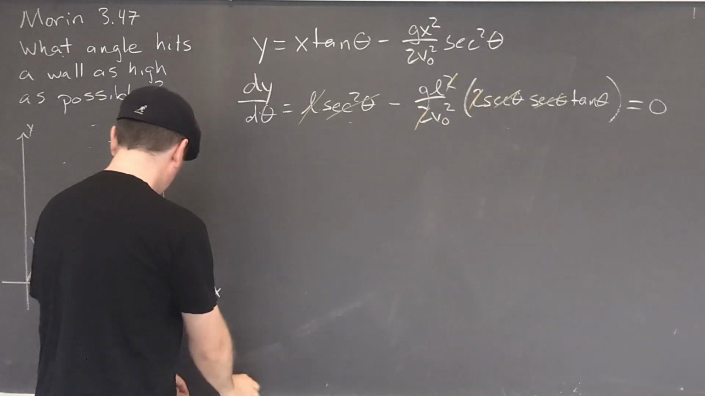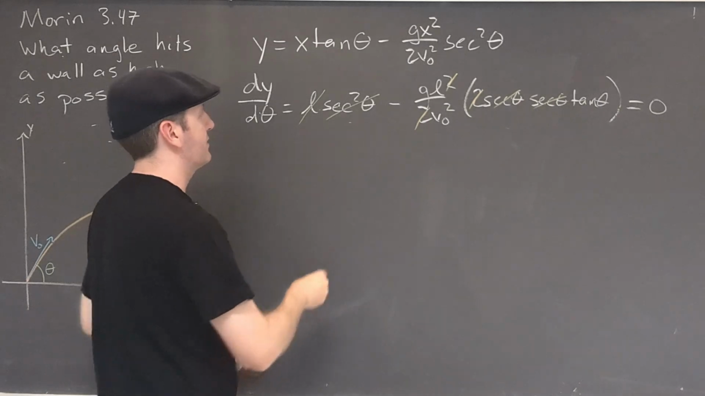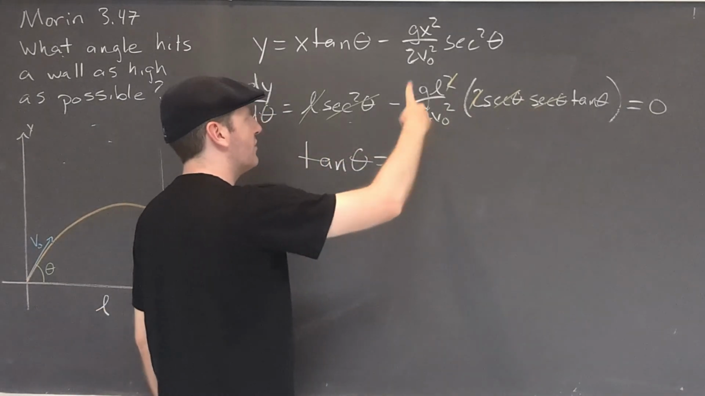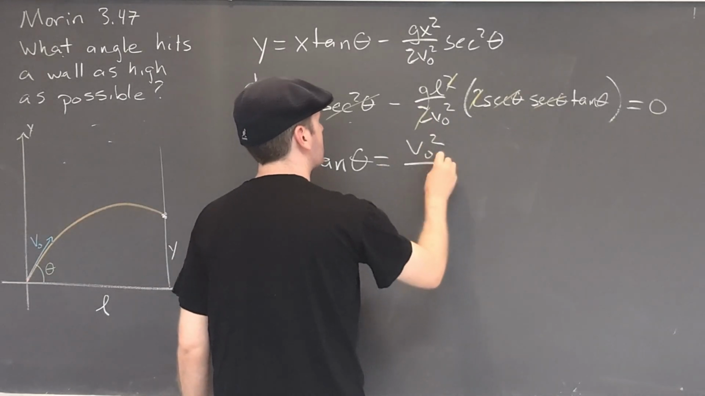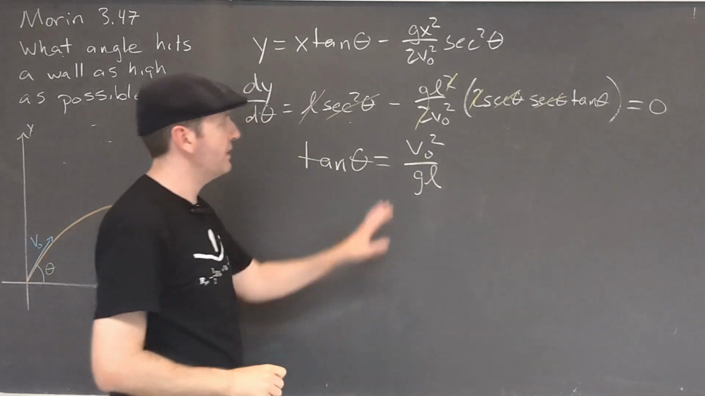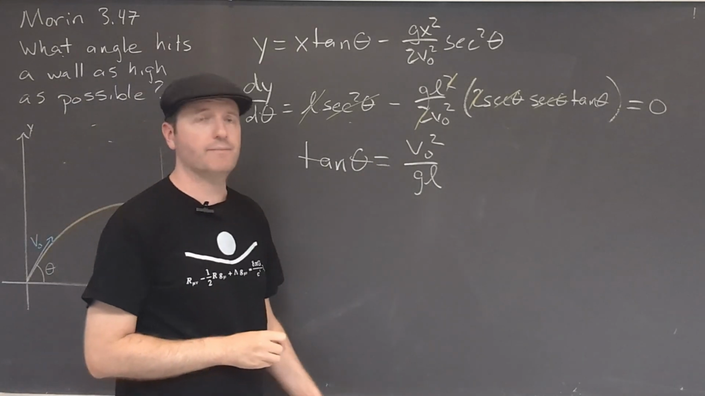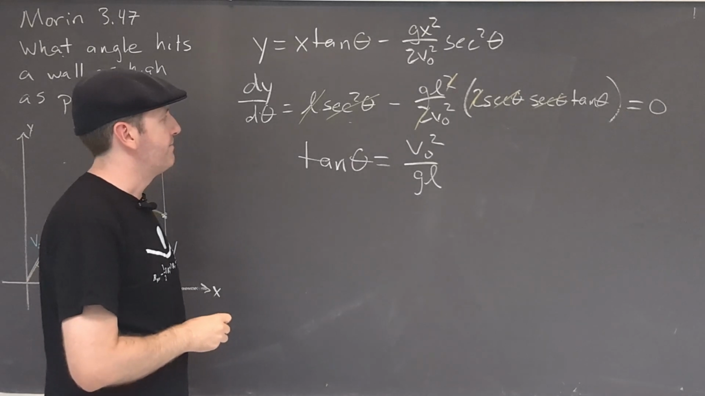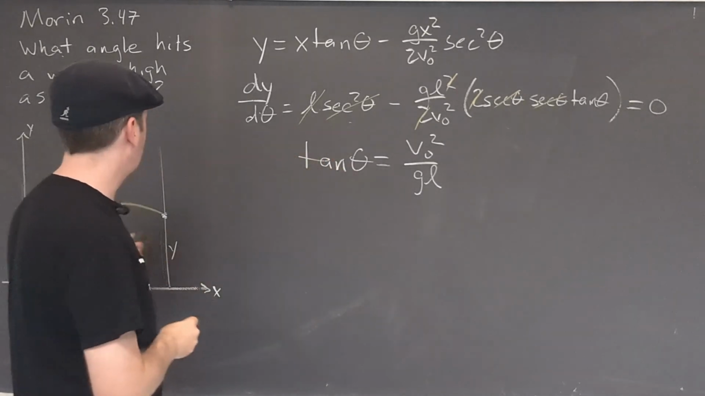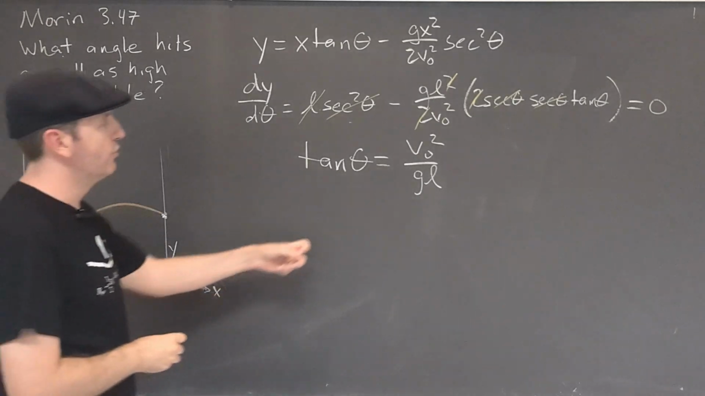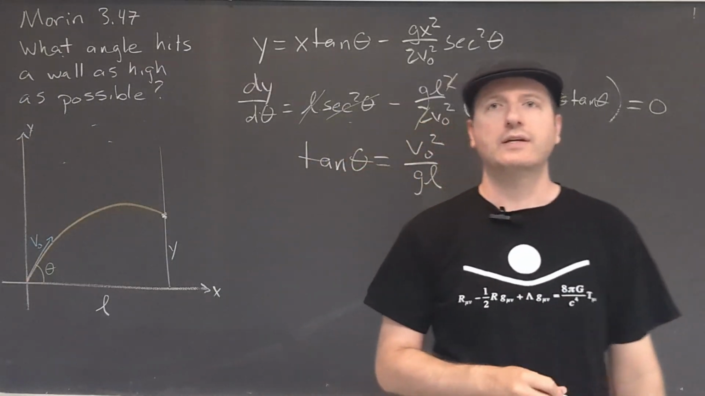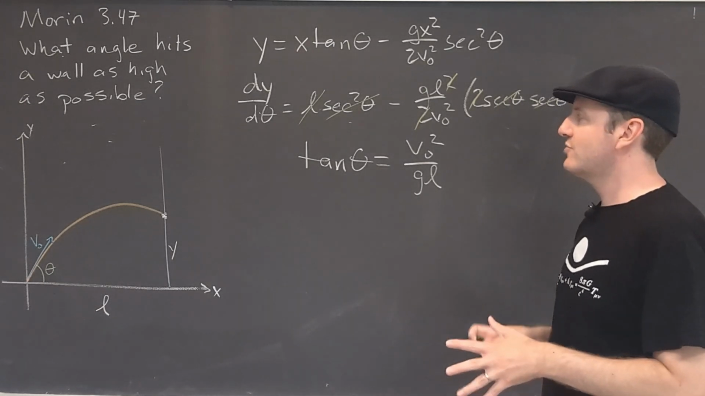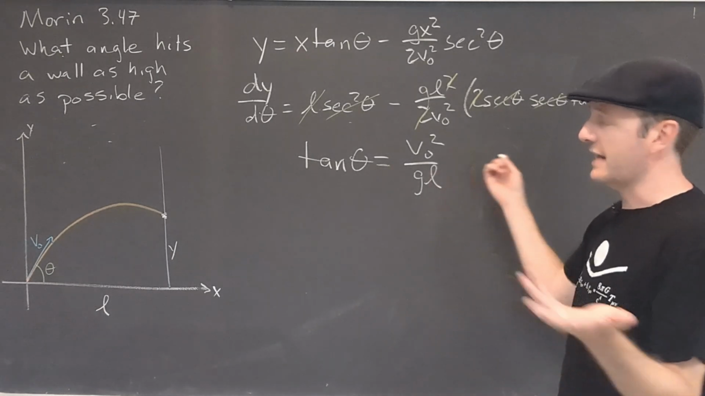And we end up with the pretty trivial result, or at least not too complicated result, that tan theta, moving this over and doing some cross multiplication, is v naught squared over gL. Notice v naught squared over gL is dimensionless, which it has to be for a tangent of an angle. And so theta, the theta that maximizes this height, will be the arctangent of this quantity. Now, while we're at it, let's check a couple other things. I mean, that's the answer to the question.